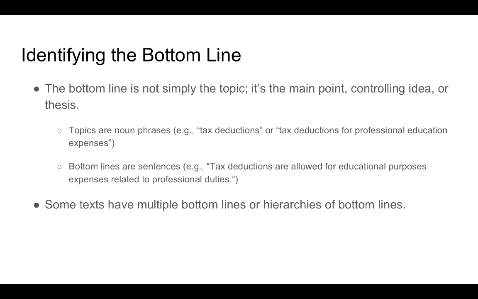One point of clarification is that the bottom line is not simply the topic, it's the main point. Topics are noun phrases, for example, tax deductions, or even more complicated formulations such as tax deductions for professional education expenses. But bottom lines are sentences. They make claims. Tax deductions are allowed for educational expenses related to professional duties. And as you might expect, some texts or messages have multiple bottom lines or a hierarchy of them.